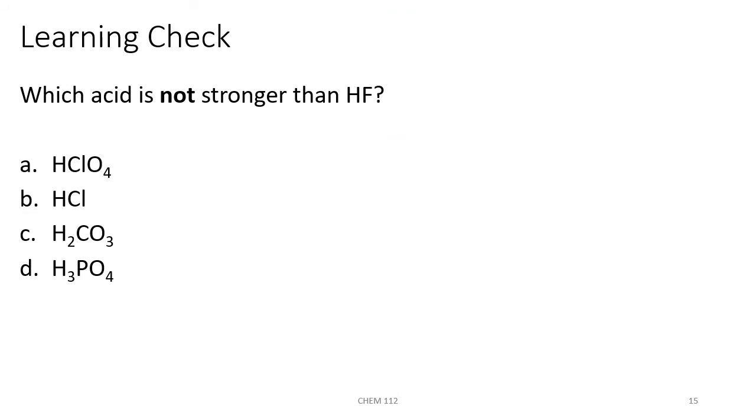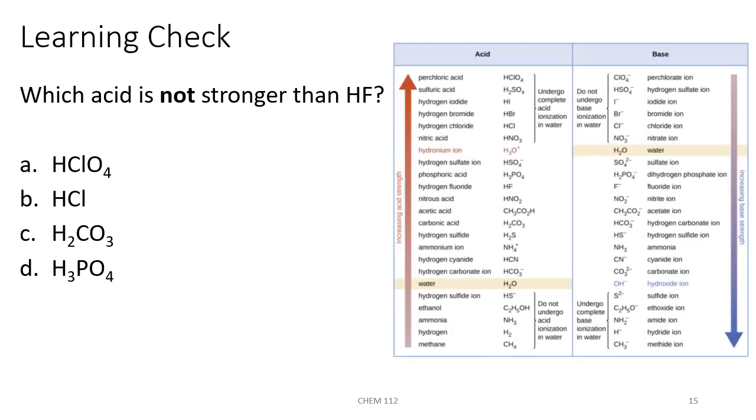So let's practice using our acid ionization chart. Which acid is not stronger than HF, which is hydrofluoric acid? And we have A, perchloric acid, B, hydrochloric acid, C, carbonic acid, and D, phosphoric acid. So first we want to identify where hydrofluoric acid is on our chart, which HF is right here.